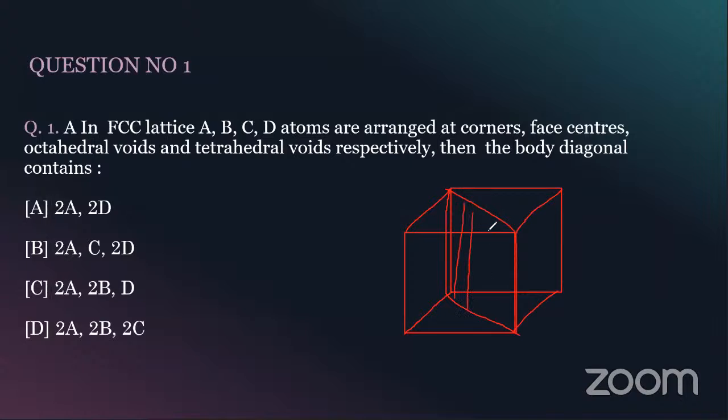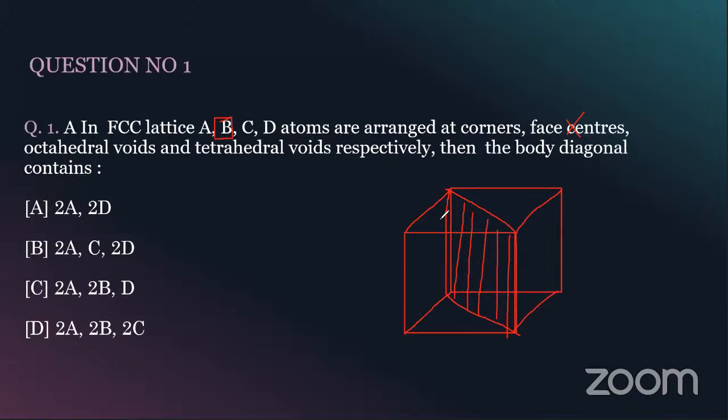Yes? Can you understand the diagonal? Yes, ma'am. Okay, very good. So now you tell me how many atoms. Do we have anything? Is there any face coming in between? Yes? No. So that means that no atom will be present at the face centers. That means B will definitely not be there. Why will B not be there?